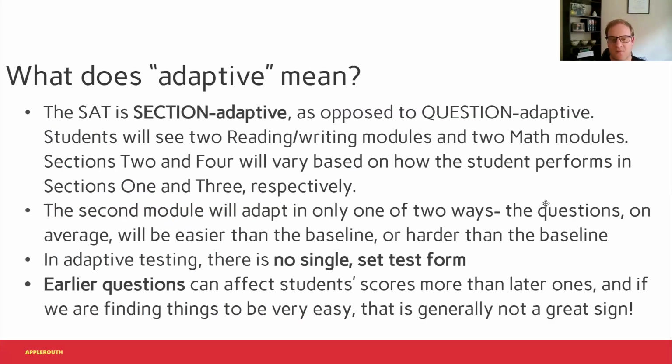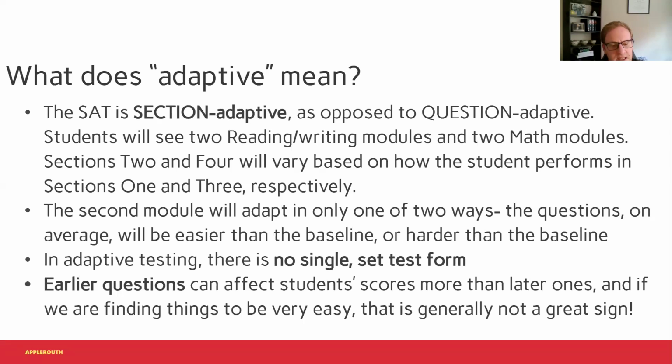So I mentioned adaptive. The question is, what does that mean? It is not question adaptive. So you shouldn't expect, like on section 1, depending on how you do, the questions get harder. That's not how it works. Sections 2 and 4 definitely will change based on how you perform, but will adapt only in one of 2 ways, either on average easier, so the lower level module for module 2 or 4, or harder.